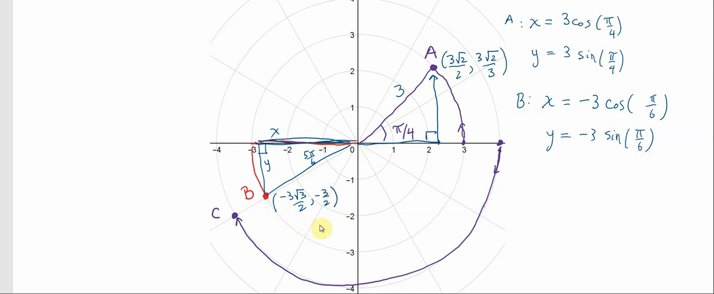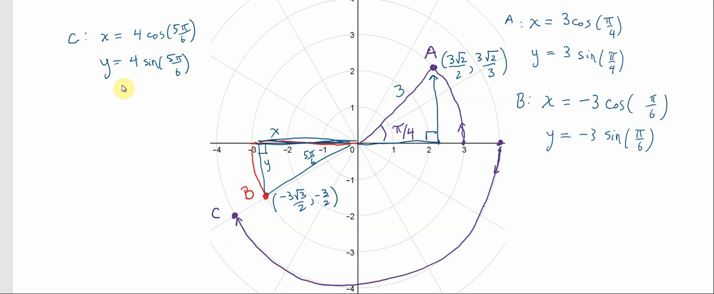So what I have written in blue here is another way to describe the same point, but using the old rectangular coordinate system. All right, now finally, same with C. We're going out 4 units, and then we're rotating 5 pi over 6 units. So for C, we can use the same idea. The X coordinate is 4 cosine of 5 pi over 6. And the Y coordinate is 4 sine of 5 pi over 6.